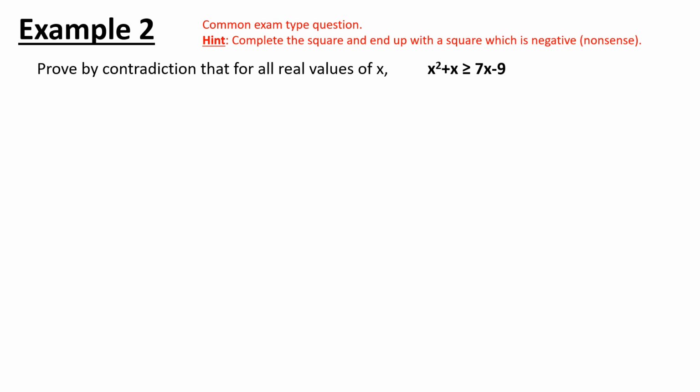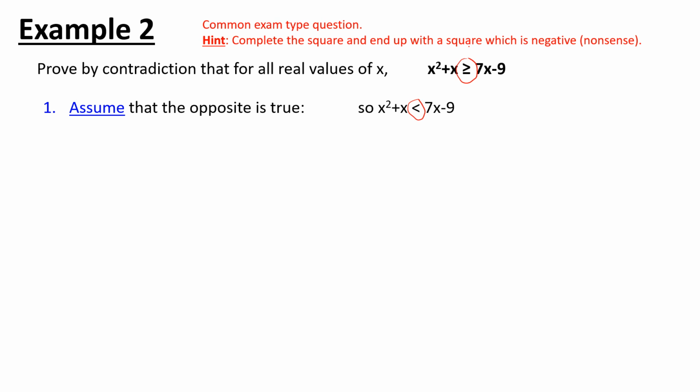So let's get started. We're trying to prove that x squared add x is always greater than or equal to 7x minus 9, no matter what x is. Step 1, assume that the opposite is true. Instead of assuming that x squared add x is greater than or equal to 7x minus 9, we're going to assume that x squared add x is less than 7x minus 9, because less than is obviously the opposite of greater than or equal to.